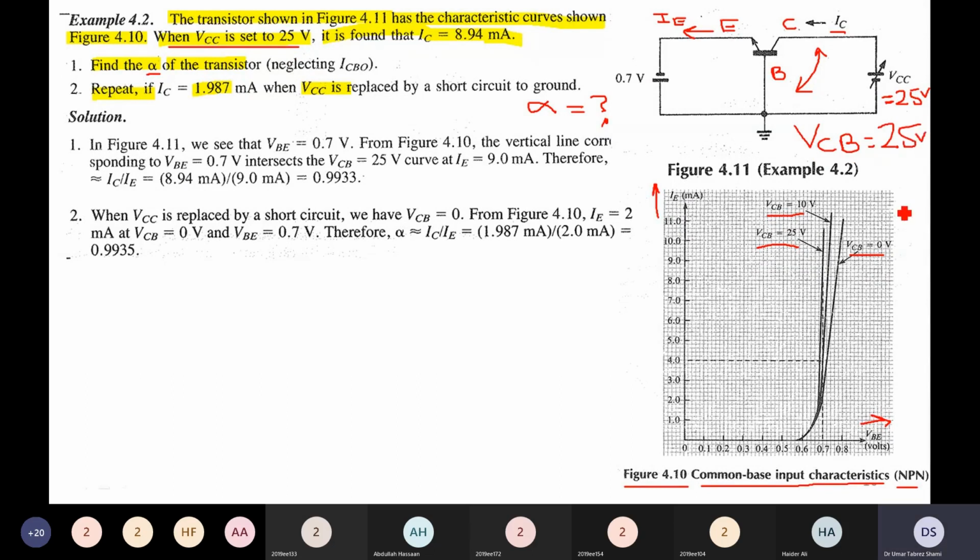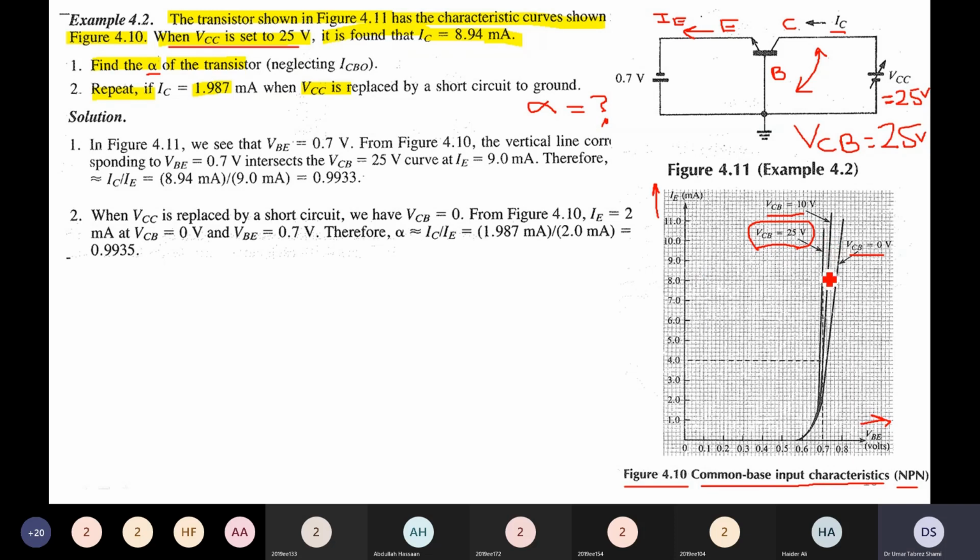Because there is no resistance in the circuit, all of VCC appears across the collector-base terminal, and therefore VCB, the collector-base voltage, is equal to 25 volts. Out of these three graphs, we have one graph which is valid for VCB equal to 25 volts. This graph tells us, for VCB equal to 25 volts, what the emitter current will be for a given base-emitter voltage.